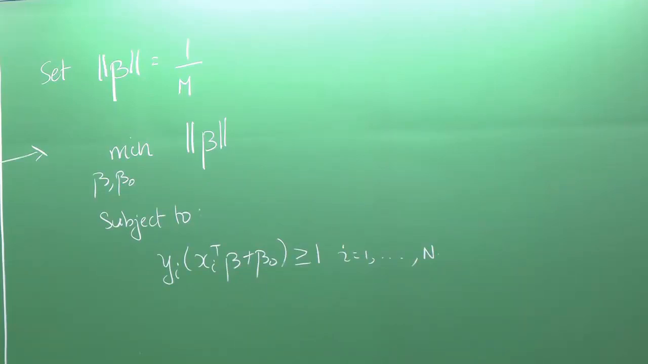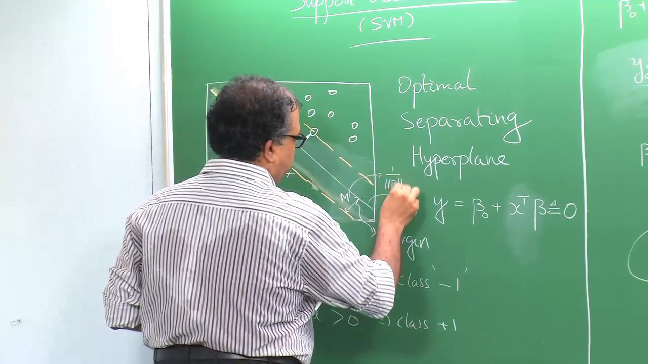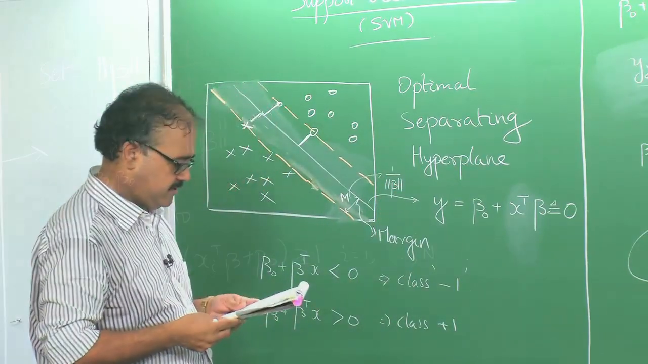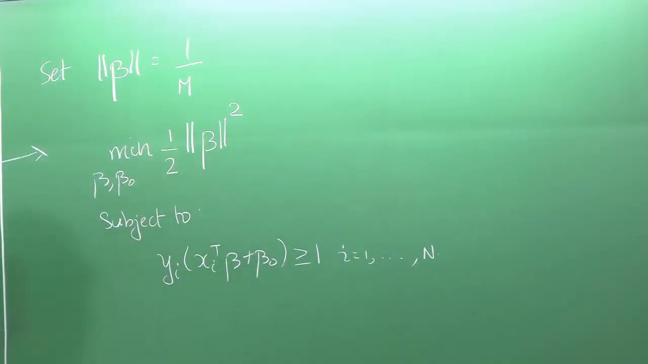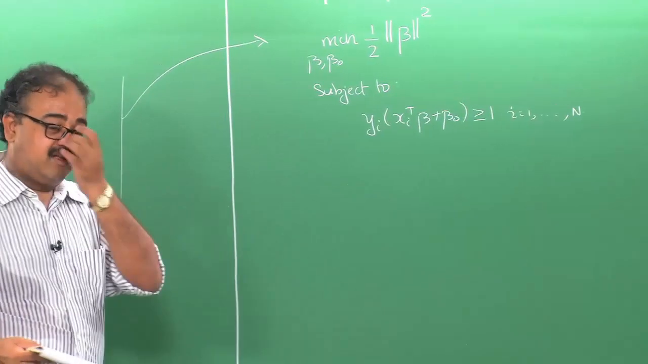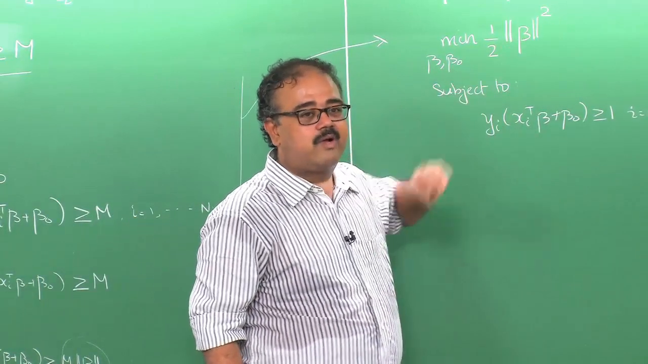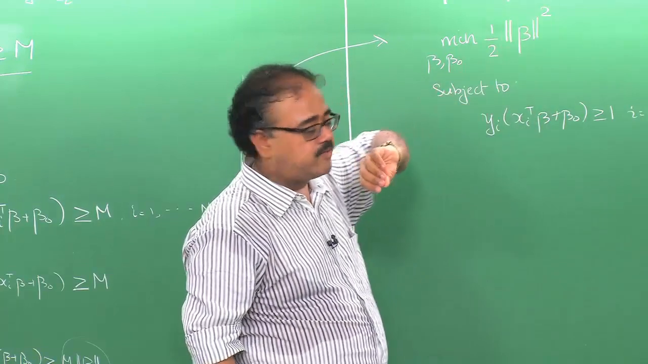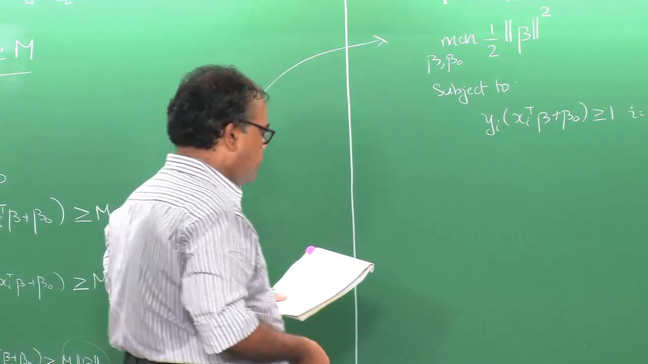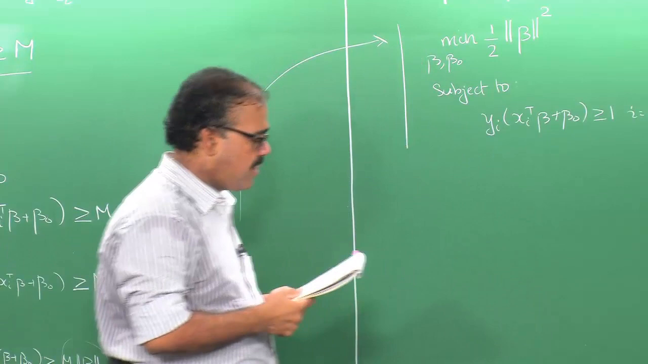So, this essentially means that my margin here is going to be 1 over the norm of beta. To make it mathematically more convenient, I am going to minimize a quadratic form of that. So, essentially I will be minimizing the square of the norm of beta, since it is a norm anyway, it will be positive to begin with. So, I can minimize the square, that is not a problem. And so, that is my final optimization problem.